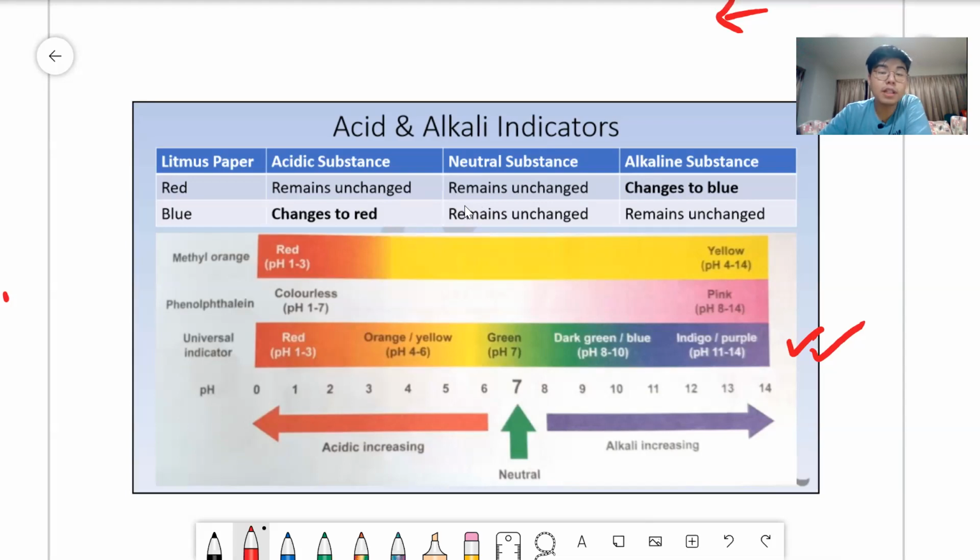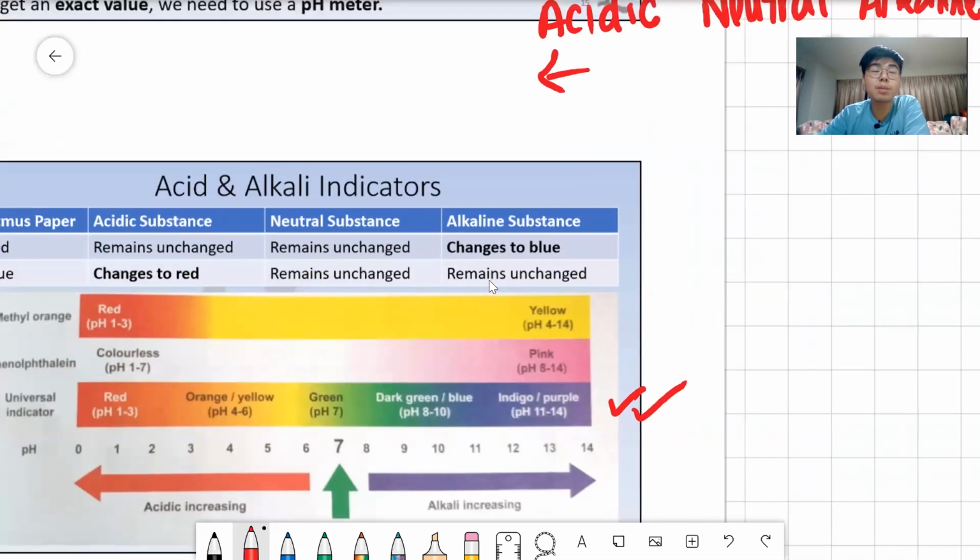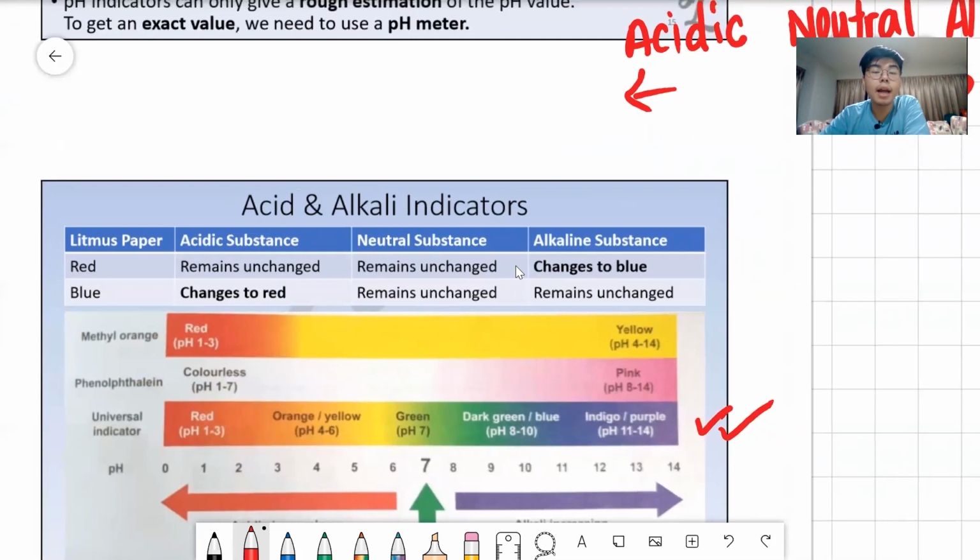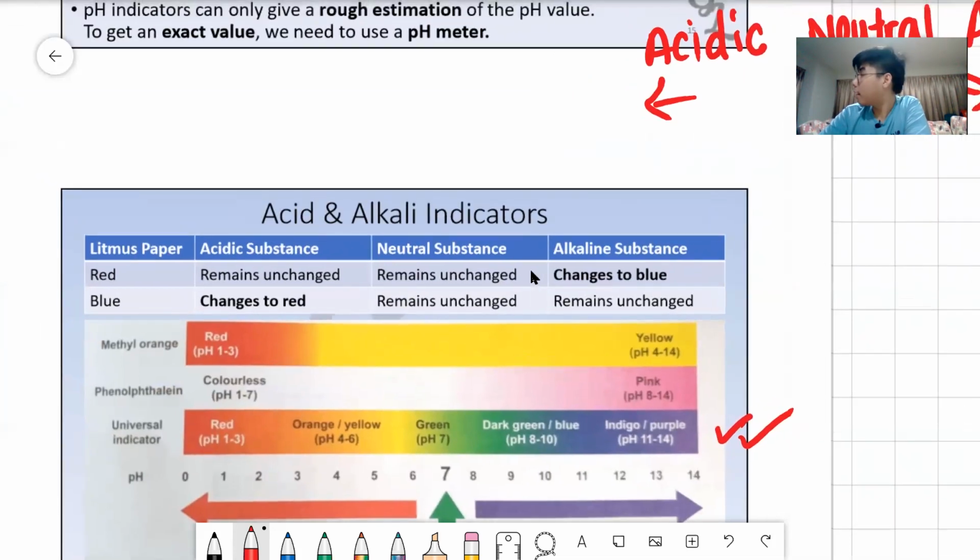Okay, so if it's neutral, let's say normal water, you put red paper, remain unchanged. Put blue paper, remain unchanged. All right. But for this one, red paper, of course, alkaline changes to blue. The other one remains unchanged. For the blue, of course, acidic changes to red. The other one, alkaline, remains unchanged. All right. And now here is where I want to show you. How do you remember red and blue, acid and alkali?